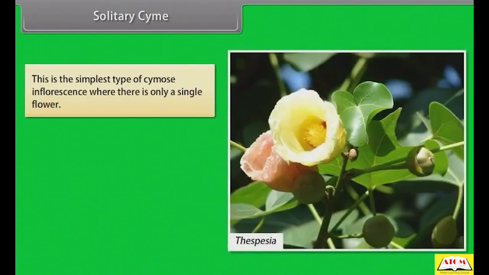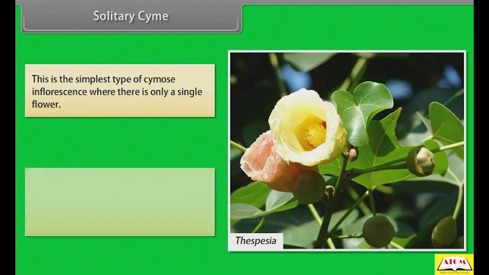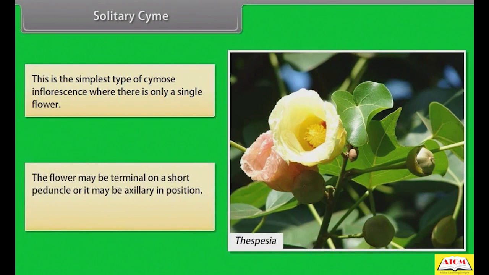Solitary cyme. This is the simplest type of Cymose Inflorescence, where there is only one single flower. The flower may be terminal on a short peduncle or it may be axillary in position. Example, Thespesia.